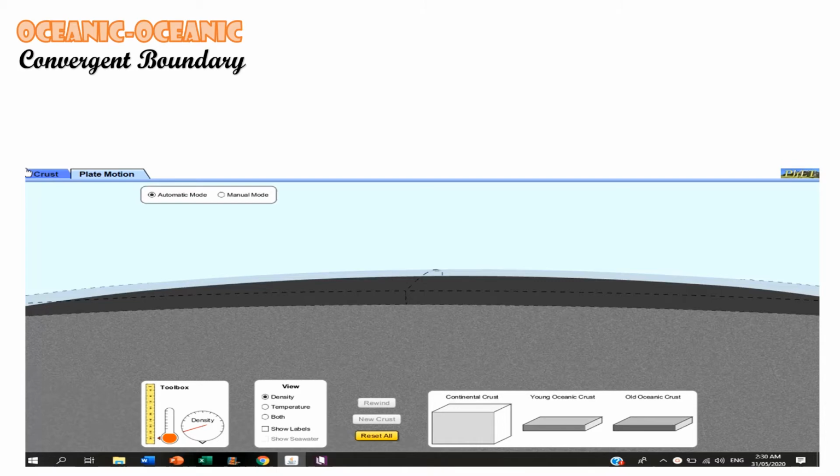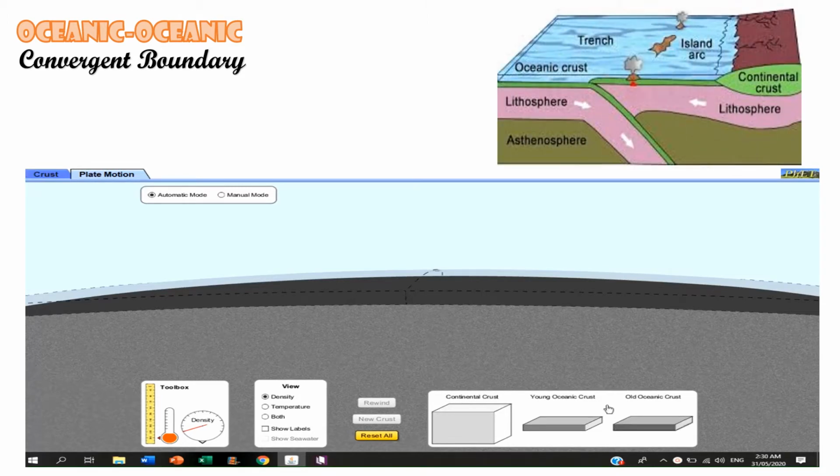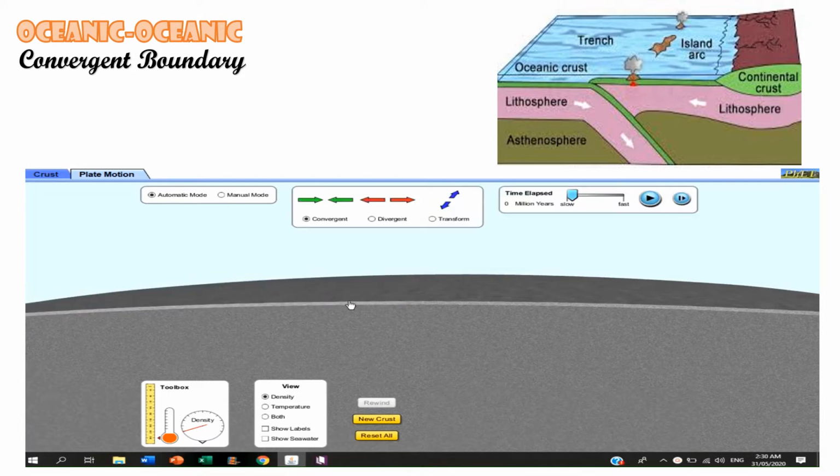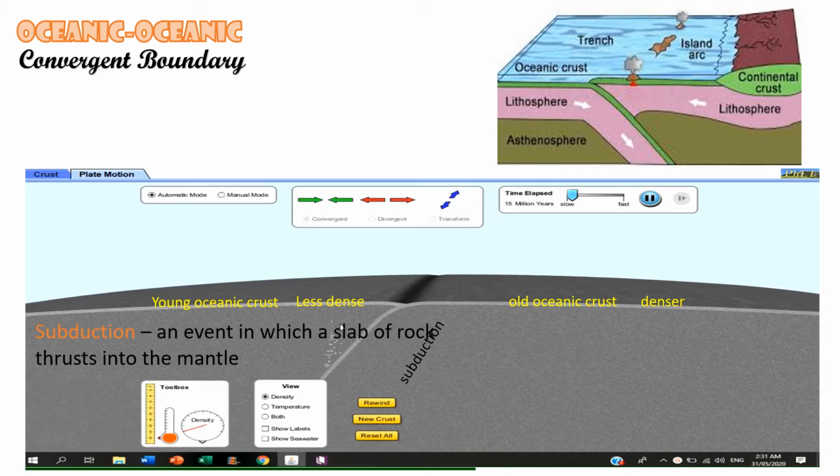Next, we have the oceanic convergent plate boundary. So we have here a young oceanic crust and an old oceanic crust. Do you think we'll have subduction here? Both are oceanic crusts. Which one will be subducted? Let us see. Is it the younger crust or the older crust? Okay, it's the older crust. Why? Because the older crust is denser than the younger crust. Since the older crust is denser, it will undergo subduction.